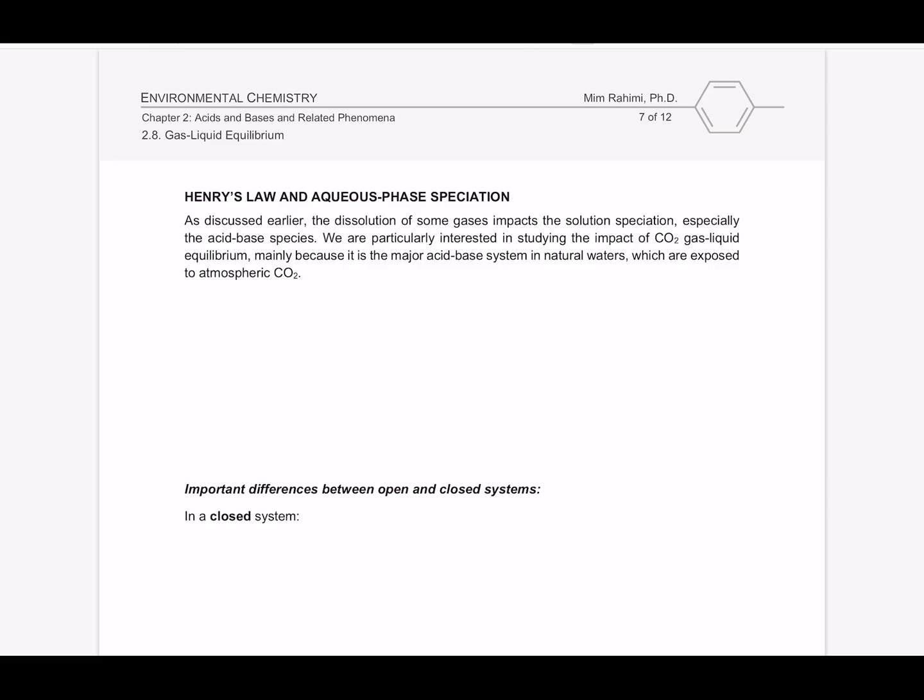So let's assume we have a gas-liquid equilibrium of CO2. We have CO2 in the gas phase. Then based on Henry's law, we get some CO2 in the aqueous phase. And once we have CO2 in the aqueous phase, we don't have control over not having the following speciation. We always have it because this is a weak acid.